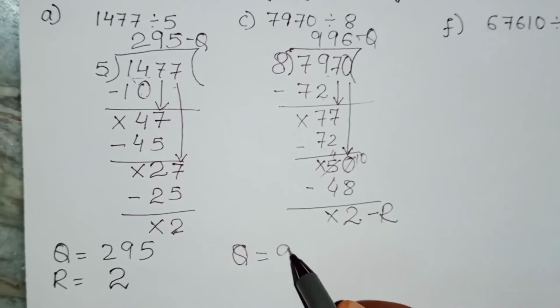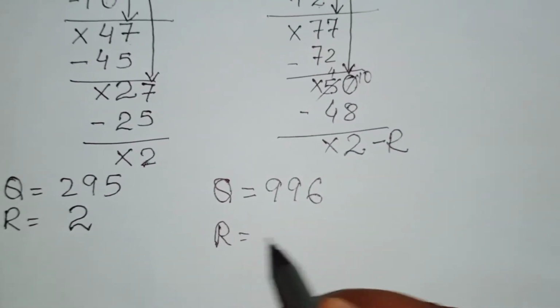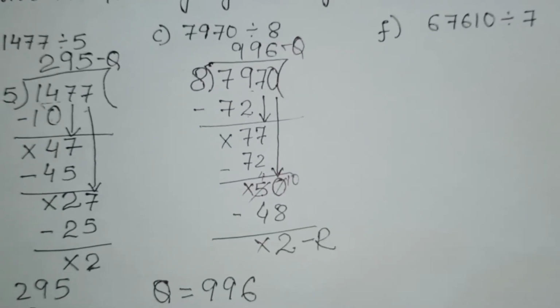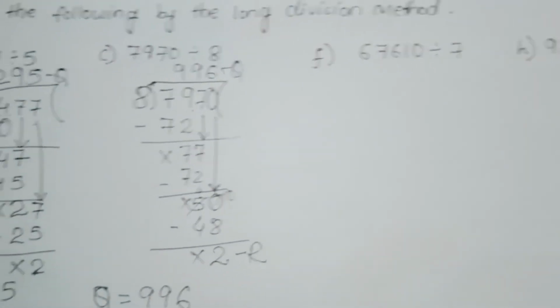Quotient is 996. And what is the remainder? It is 2. So it is so easy, no? You will do it step by step. Then you can do it more easily. So now let's see F.